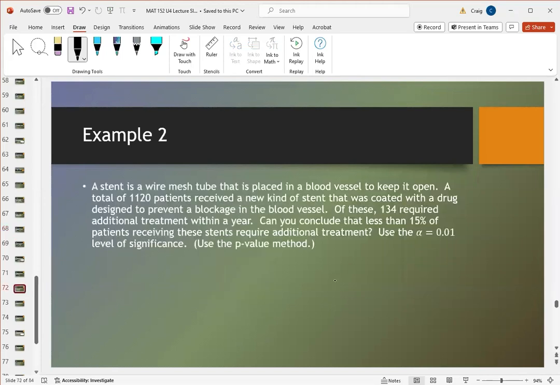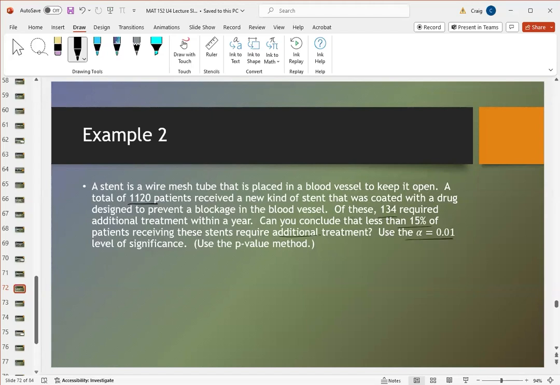Let's look at one more. A stent is a wire mesh tube that's placed in a blood vessel to keep it open. A total of 1,120 patients received this new kind of stent for a blood vessel. Of these, 134 required additional treatment within a year. Can you conclude that less than 15% of these patients required additional treatment?